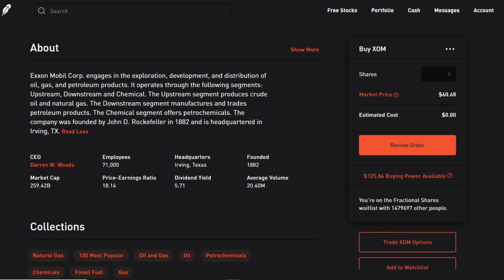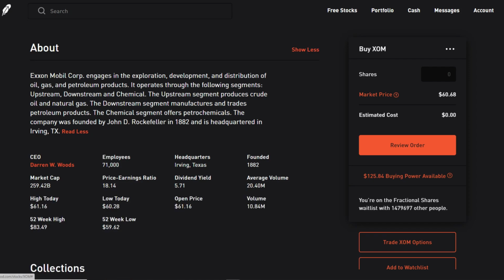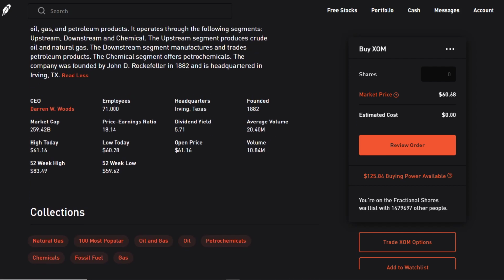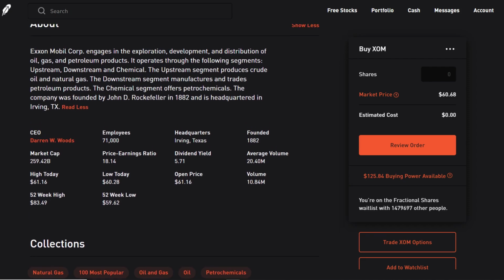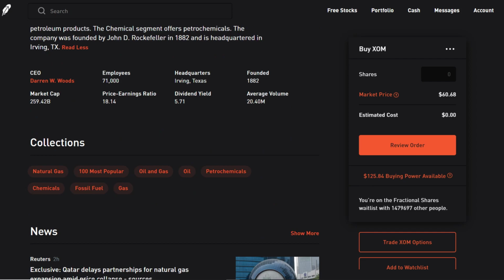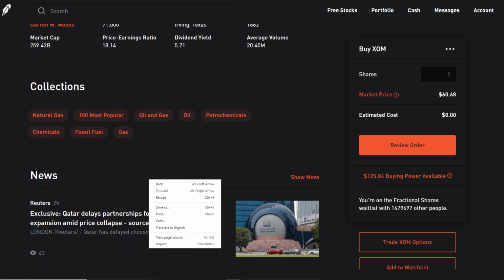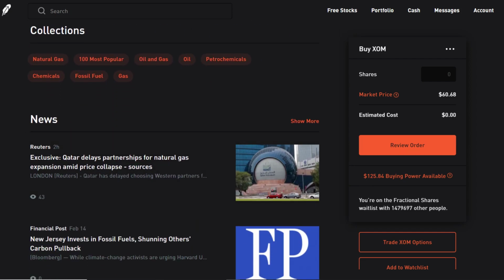But dividend yield is another important stat, and these are really just the important stats that it shows. If we click show more here, it'll show a couple other things such as 52-week highs, 52-week lows, volume today, open price, low price, high price, and your average volume too. So we can click show less on that. It'll show you what collections they're in, what they're related to. So that's an interesting thing.